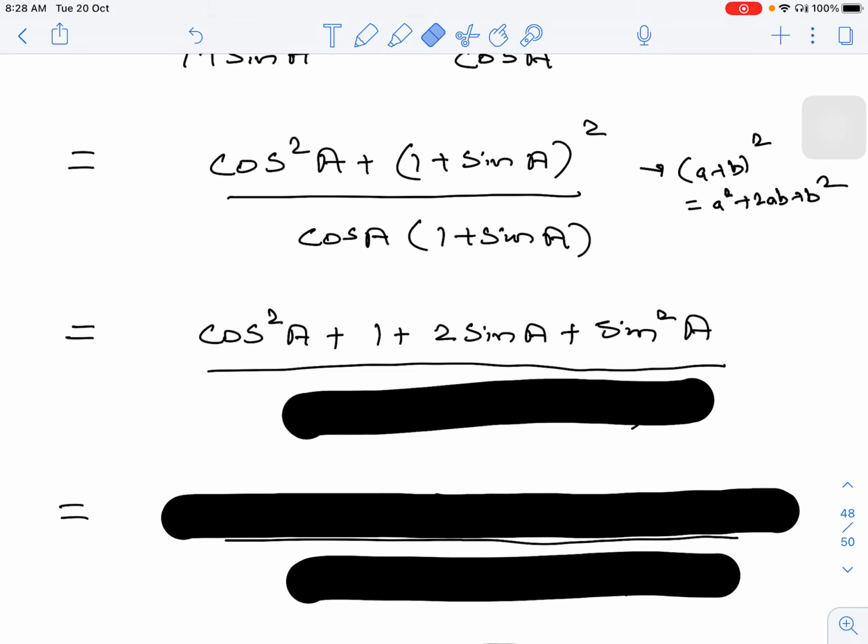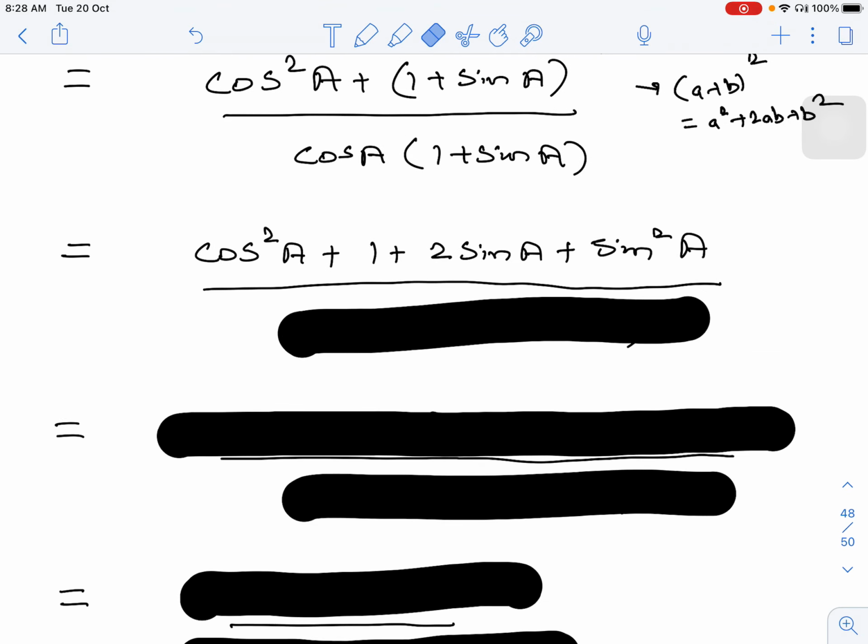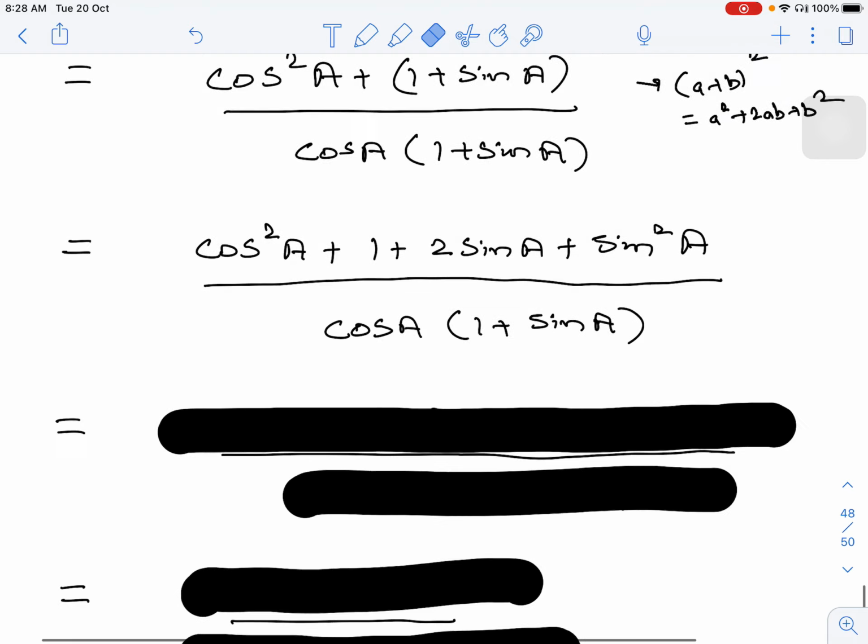So when we apply that formula, we get now this cos square A as it is here. Then this 1 square, 1, plus 2 into 1 into sine A that we have written over here, plus now second term square, that is sine square A. Okay. Now denominator will be as it is. We are not going to make any change in that one.